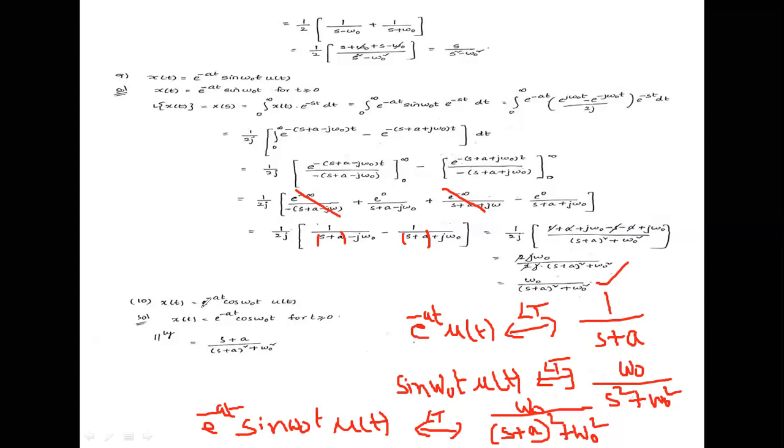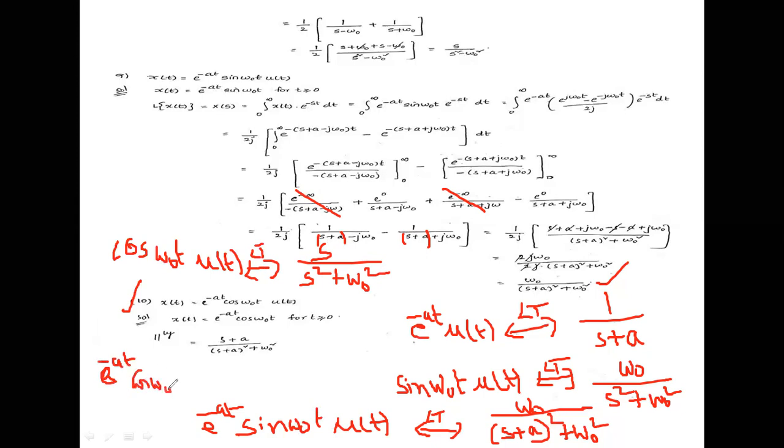Similarly, for the second example, the tenth one, e power minus at cos omega naught t mu of t. What is the Laplace transformation of cos omega naught t mu of t? It is s by s square plus omega naught square. Now e power at mu of t gives 1 by s plus a, so replace s wherever s is there with s plus a. So for e power minus at cos omega naught t mu of t, the Laplace transformation is (s plus a) by (s plus a) whole square plus omega naught square.